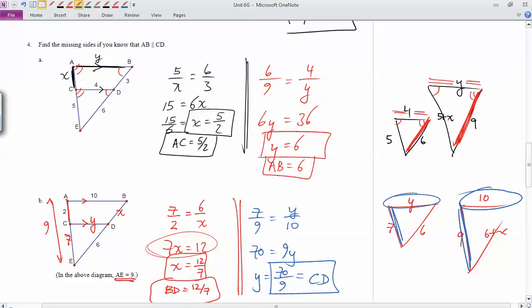And that is it for the lesson. Hopefully that wasn't too tough. The goal is to get an intuitive feel for it. That's what I want you to get out of this, is which proportions are okay to set up when you have these parallels and which ones should you avoid.